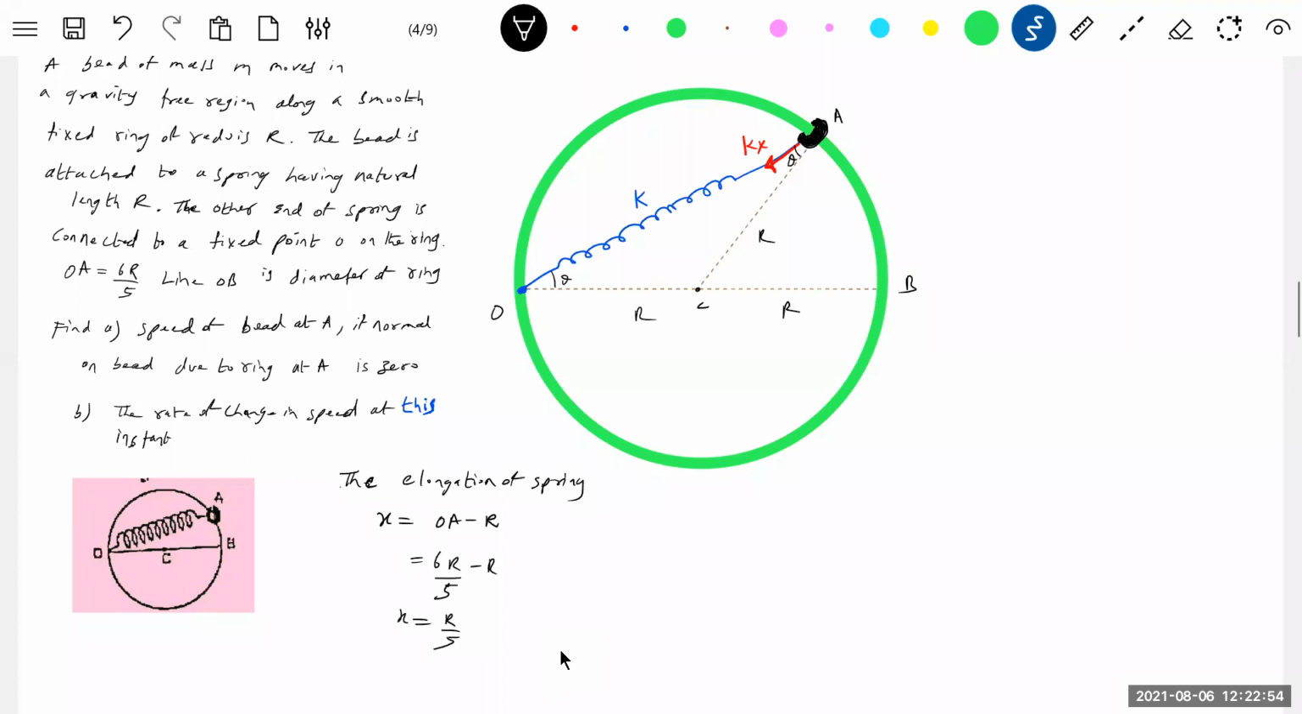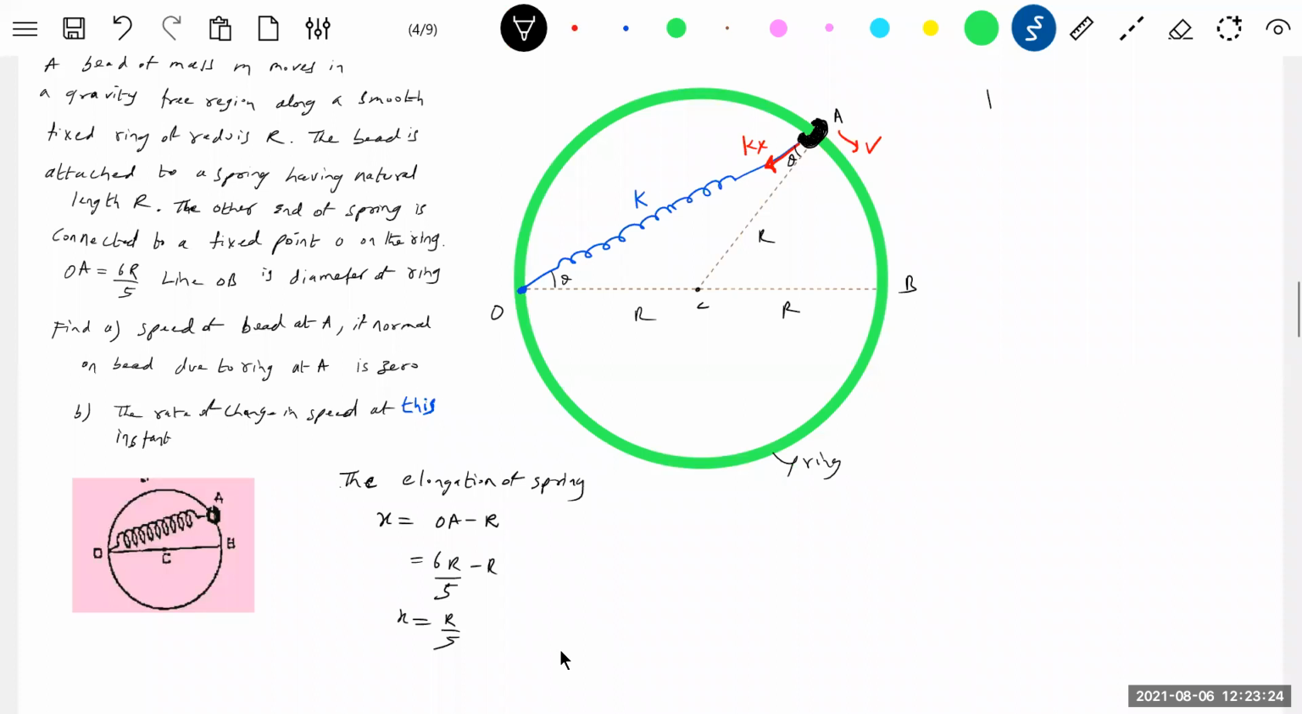Then it's telling the speed of bead A if normal on bead due to ring at A is 0. There is some speed, the bead is having some speed. Then who will provide for it to move in a circular path? The normal direction is 0. I'll discuss one more situation. Time being, there is no normal contact between the bead and the ring. This is the ring actually, and that black color one is a bead.